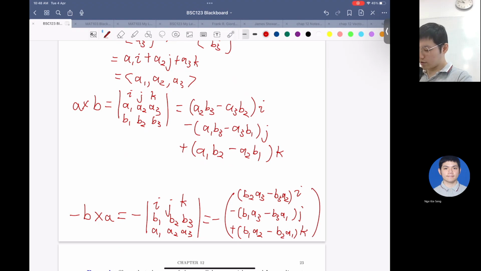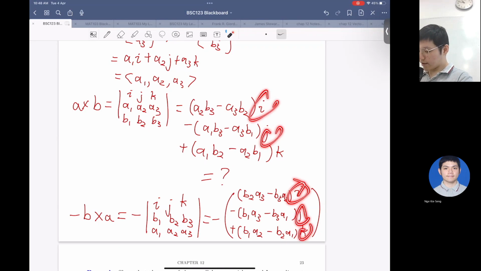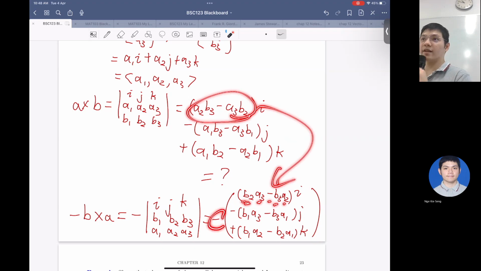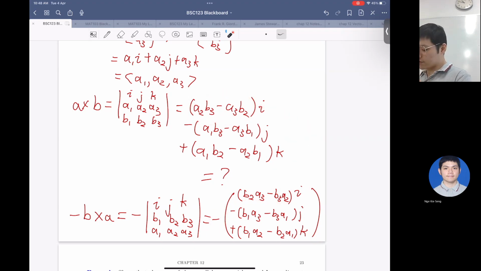Okay, so let's see whether these two agree or not. Let's check I by I, J by J, and K by K. So I is A2 B3 minus A3 B2. Here, B2 A3 minus B3 A2. Okay, but if we multiply by a minus sign, they become the same. Because multiplication of scalars is commutative, this one is just equal to A3 B2 minus A2 B3, and then you swap the minus term from this extra minus here.